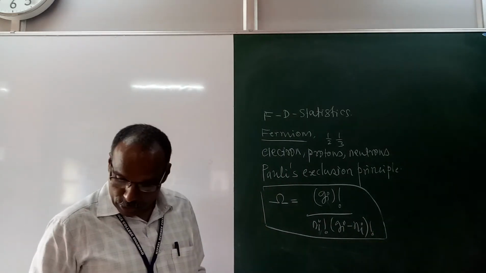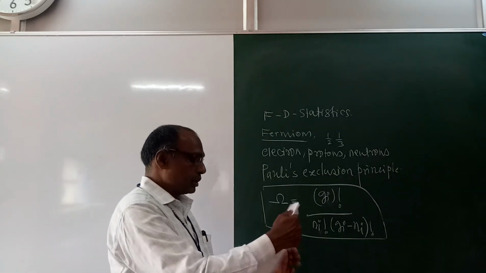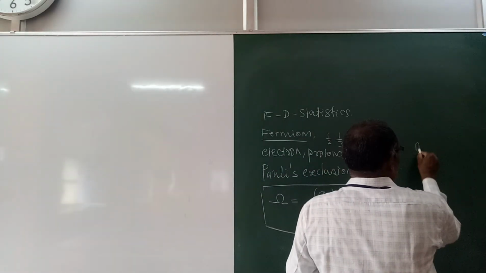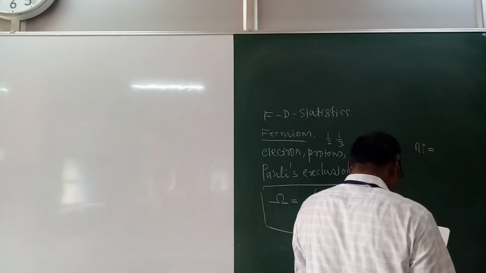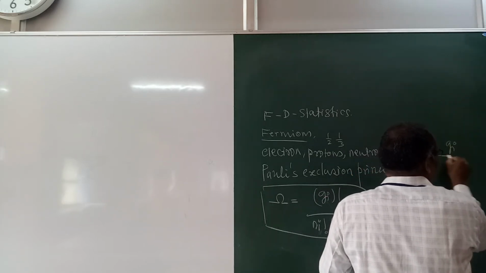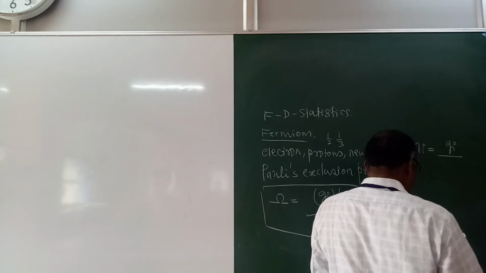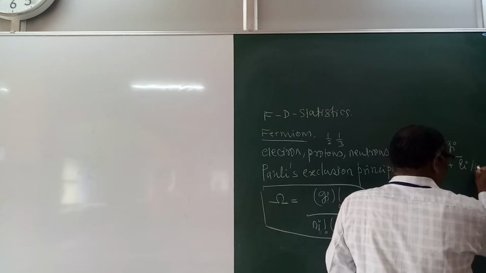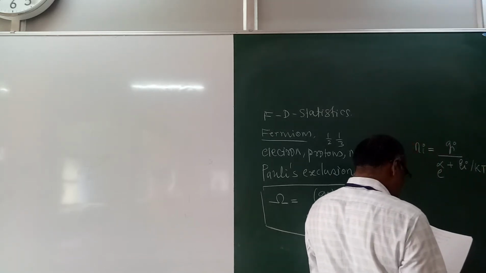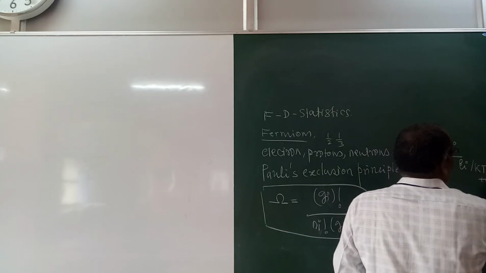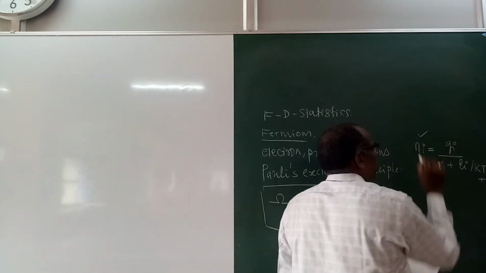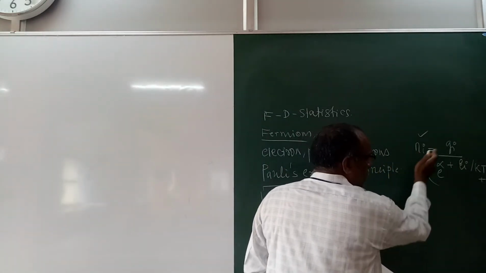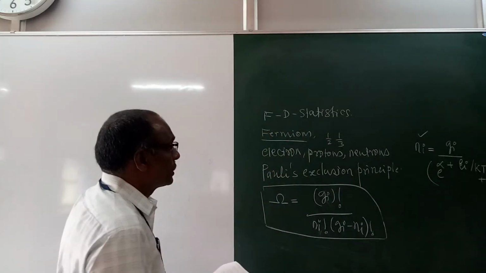Once we have this distribution function, what is the energy distribution formula for Fermi-Dirac statistics? Ni is equal to Gi, keep in mind Gi are the cells, divided by e to the power alpha plus Ei by kT, that is beta, plus 1. This is the distribution function for Fermi-Dirac statistics, the energy distribution formula for Ni particles.